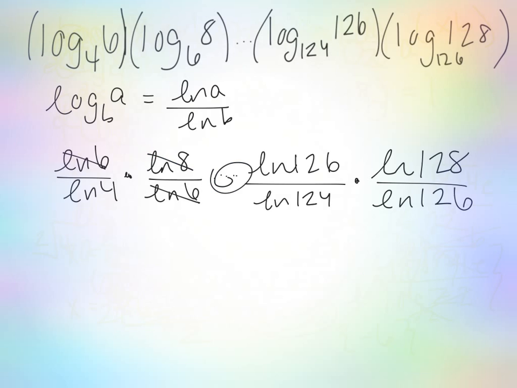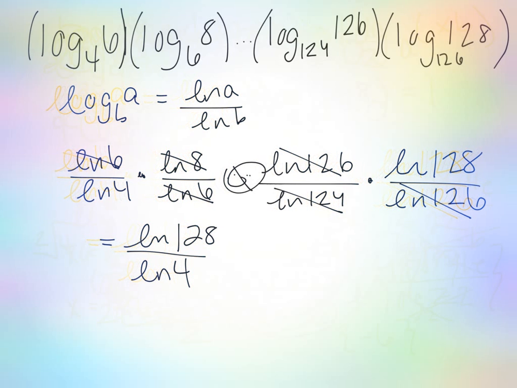This is out. This is also out within the dots. Just look within the dots, and then this becomes natural log of 128 over natural log of 4. Okay, except you can simplify this. So you can split up 128 into its parts, so that, except now you can simplify.